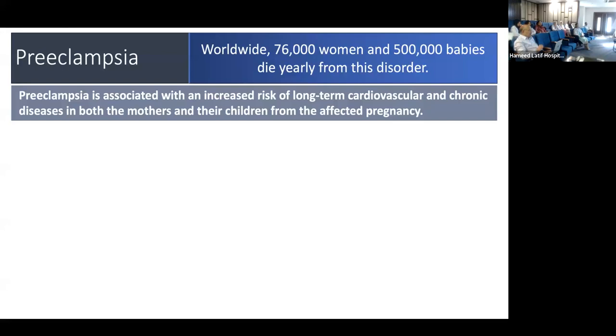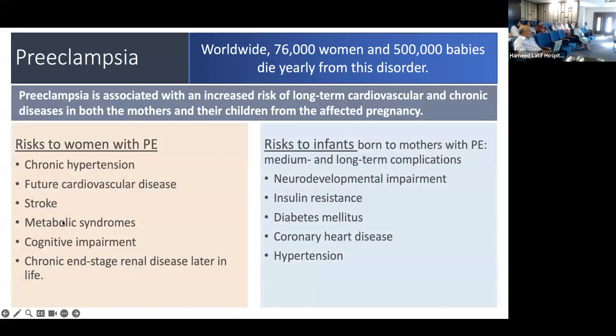This is the point which Rabia made in one of her last slides. The risks to women with preeclampsia in future life are chronic hypertension, future cardiovascular disease, stroke, metabolic syndromes, cognitive impairment. These days, there is a lot of emphasis on cognitive impairment like Alzheimer's and other related ailments, and chronic end-stage renal disease later in life. So far as the babies are concerned, they are more likely to develop neurodevelopmental impairment, insulin resistance, diabetes, coronary heart disease, and hypertension. So these are the cumulative risk factors for later life, for women and for the infants of that pregnancy.